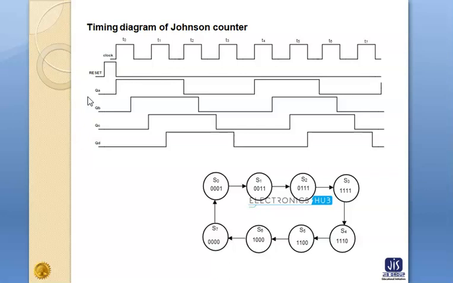Okay, in the next cycle, when the output of the first flip-flop is 0, this 0 rotates in ring form in the second half cycle. Okay, so the Johnson counter has 8 sequences, that is 0001, 0011, 0111, 1111, after that 1110, 1100, 1000, 0000.